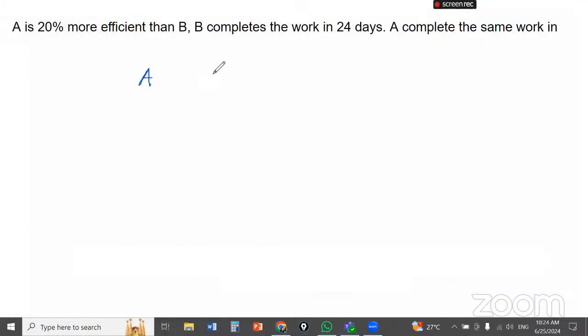So we have A and B. Since it's in percentage, we already know that if something is not known, we take it as 100. So if we take B as 100, then A will be 120 because it's 20% more. I gave the hint. I think you can try now. The answer is a whole number and not such a big number.